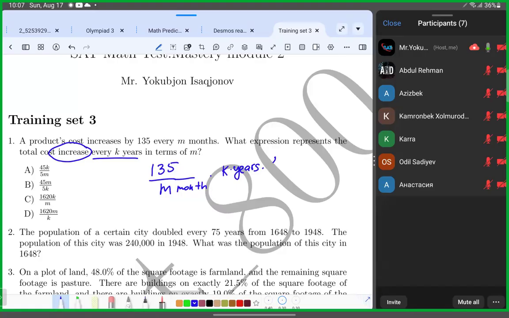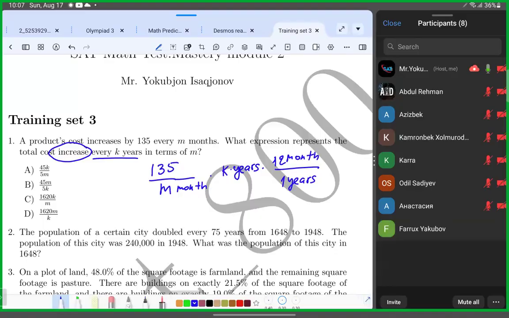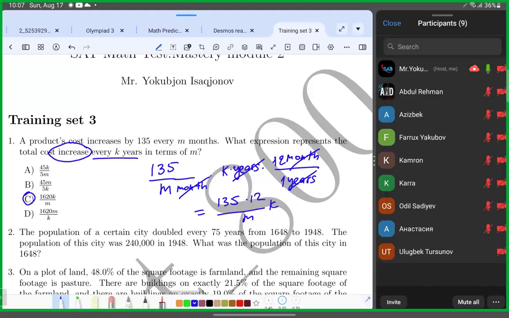12 months equals 1 year. I'm going to show you how this one and this one cancel, and 12 months is now converted. It is the official SAT way of converting this. The month cancels, and you will get the final expression: this one times this one divided by m times k. C will be the answer. So the problem is solved. Guys, is this moment clear for everybody?